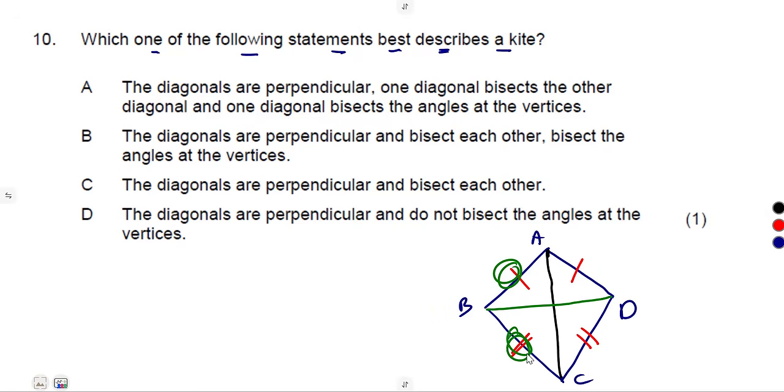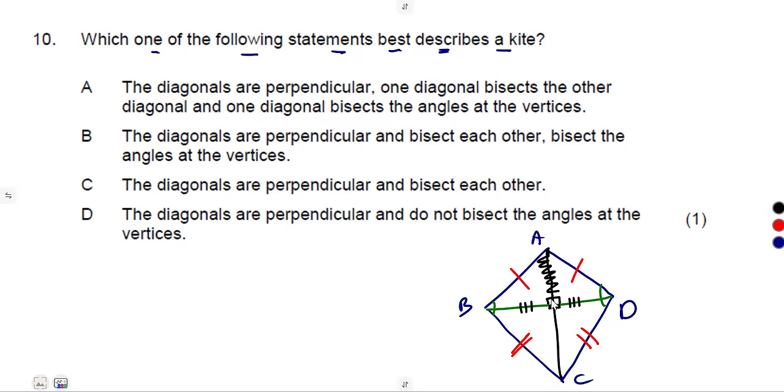AB is not equal to BC. So it follows that that angle is the same as the angle, this one at D. Remember the properties, guys, of a kite. And this diagonal AC, it bisects this diagonal BD, meaning to say BD will be divided into 2 equal parts. Not just being bisected, but it will be perpendicular at 90 degrees.